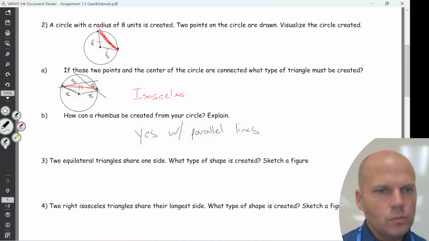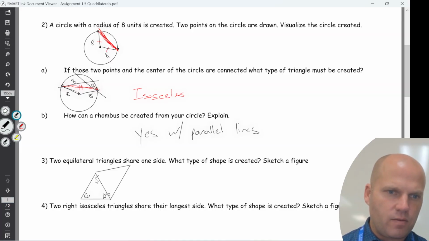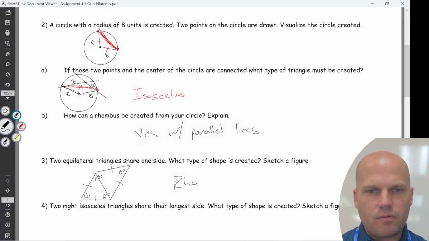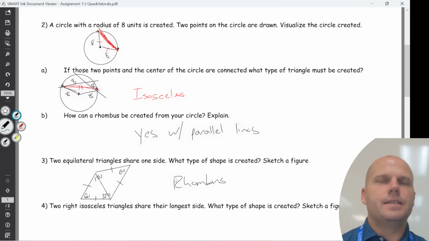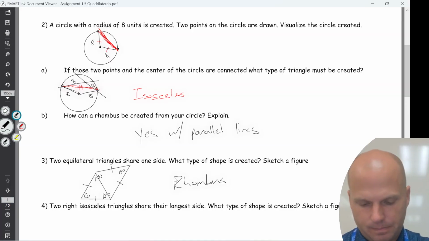Cool. Two equilateral triangles share one side. What type of shape is created? Okay, this is an interesting thought process. So this is 60. This would have to be 120. This would have to be 120. This would have to be 60. All of the side lengths are the same. I must have created a rhombus. A rhombus is a quadrilateral. All sides are the same, but the angles are not the same. The opposite angles will be the same.